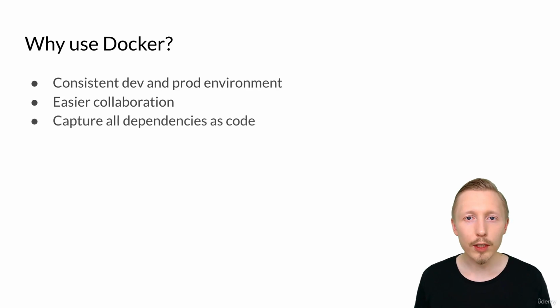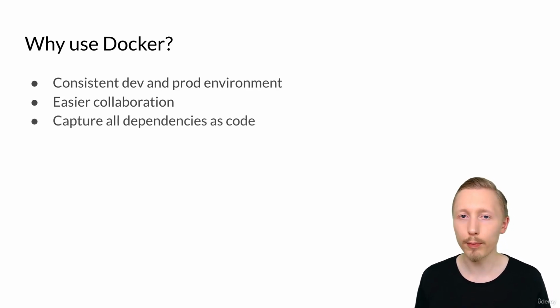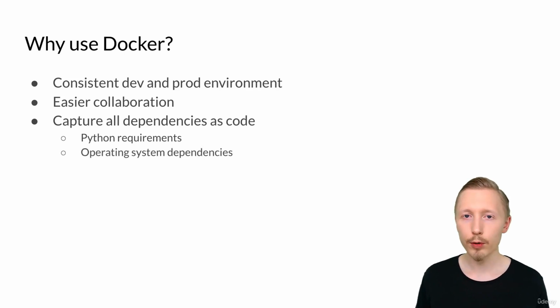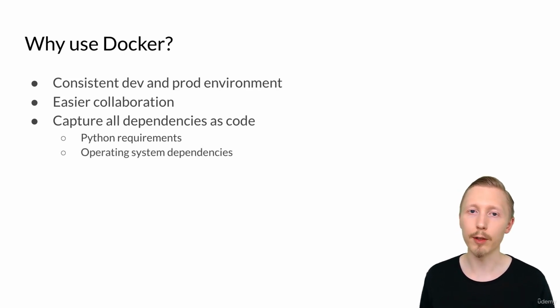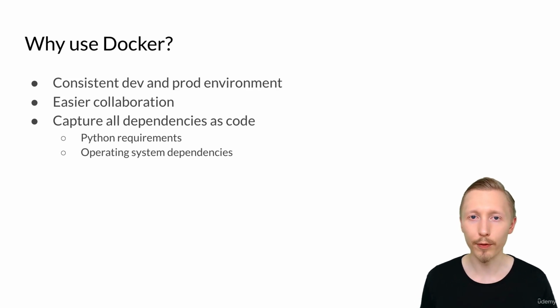Another benefit is that using Docker allows you to capture all of the dependencies in the source code of your project. You don't need to install things manually on your machine and configure them to work with your project. It can all be done in the code. You can define every single dependency that your project needs inside the source code. This again helps with the easier collaboration. For example, you can have all of the requirements, your Python requirements, defined in your project, and you can also add all of the operating system level dependencies in your Dockerfile. And I'm going to be showing you how you do this as we move through the course.